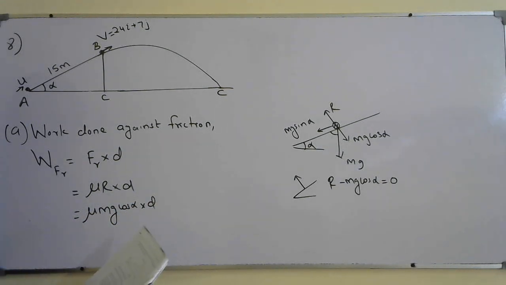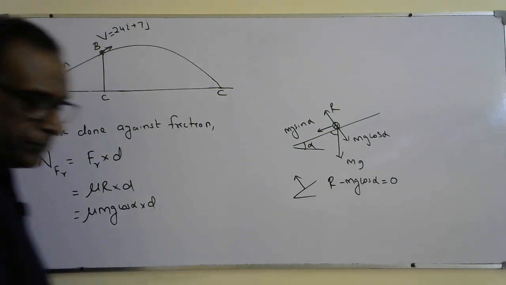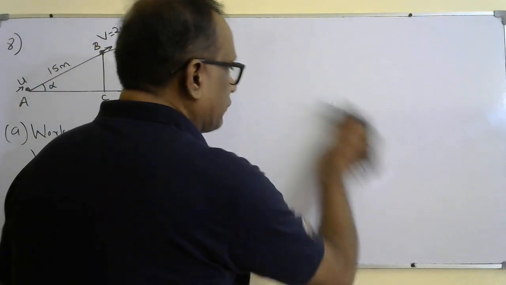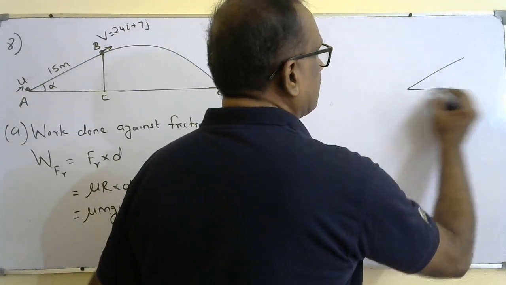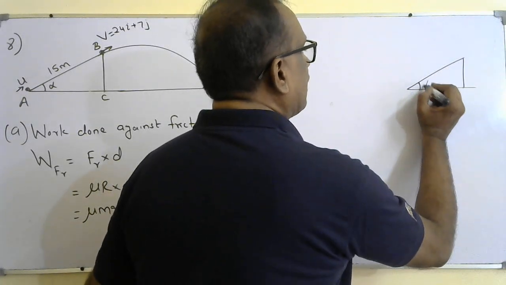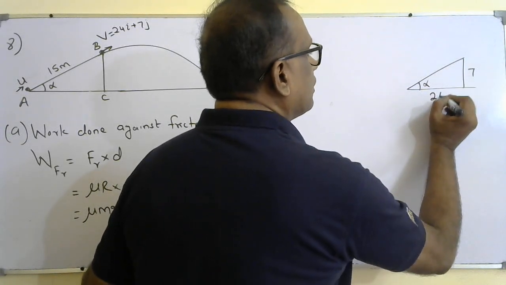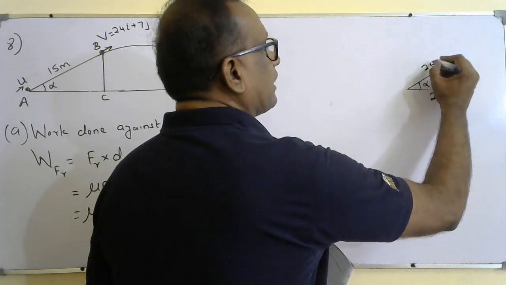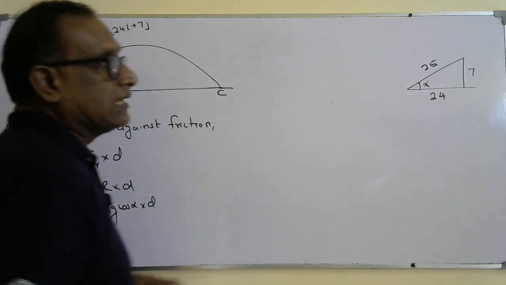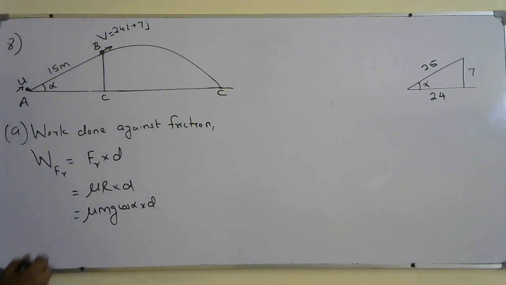Okay, so here tan alpha is given as 7 over 24. So when you consider the right angle triangle, this is alpha, 7 over 24. If you use the Pythagoras theorem, you will get the hypotenuse as 25. Now I can find sin and cos also. So we'll substitute, mu is given as 1 over 5.